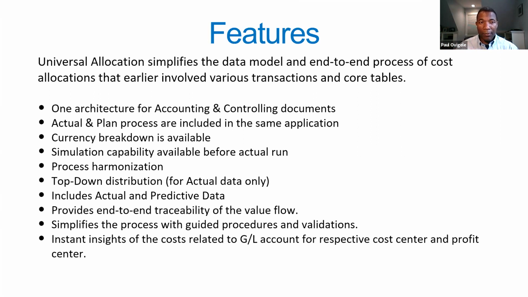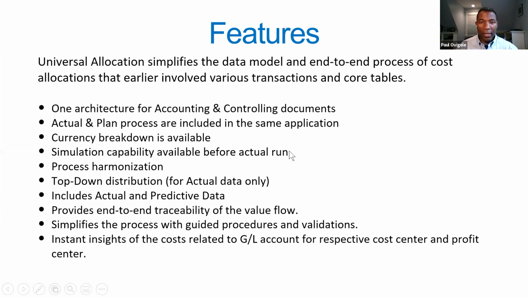Currency breakdown is available. Again, with the Universal Journal, as you know, there are now multiple currencies, group currency, company code, these additional currencies. As long as the currency is in that ledger for that company code, it's available. When you do your allocation and look at the results, you'll see them in those currencies. Simulation capabilities before the actual run.